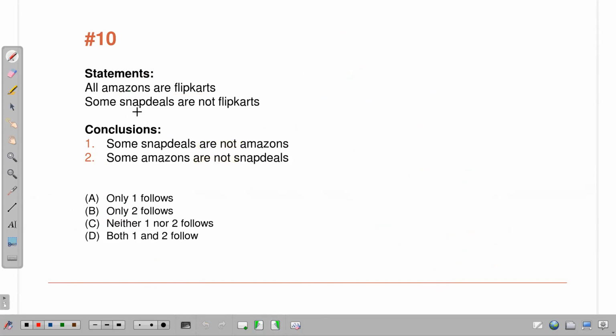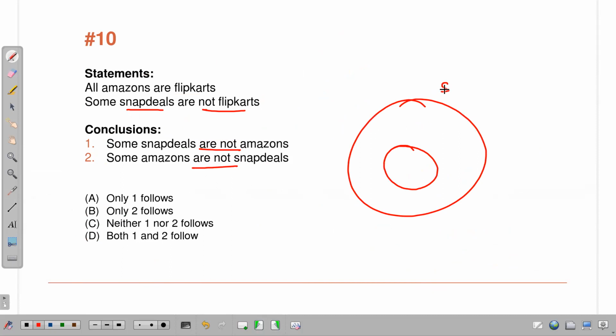Moving ahead, next one, again, some Snapdeals are not Flipkart. Okay, he's reversing, and then again, not and not. So let's quickly check. Let's make Snapdeal a bigger set this time, and then Flipkart. This is the Snapdeal, and these are not Flipkarts. Okay, now all Amazons are Flipkart, so all Amazons is equal to Flipkart. Now all the Amazon can be inside this also. So all Amazon is equal to Flipkart, or Amazon is a subset of Flipkart, right? Now some Snapdeals are not Amazons.